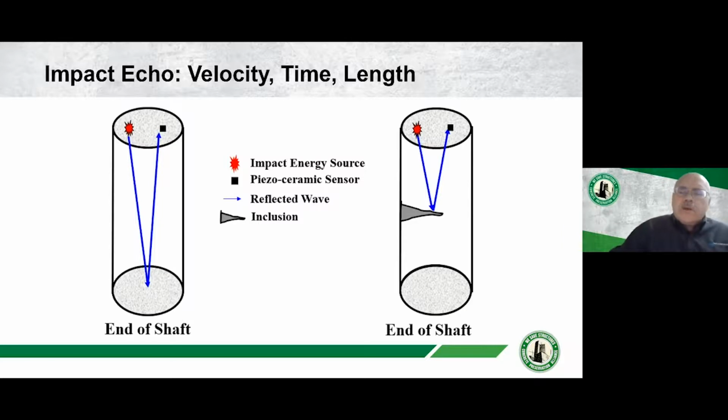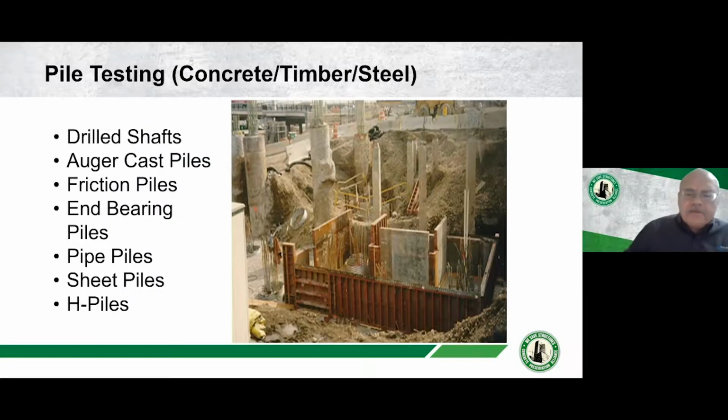So real quick, we're going to just look at this schematic again for the impact echo and how it reflects down on a pile. We have the velocity, we see the wave go right by, we know the velocity, we record the two-way travel time, and it bounces back up. And if there's anomalies, they can be defined as well.